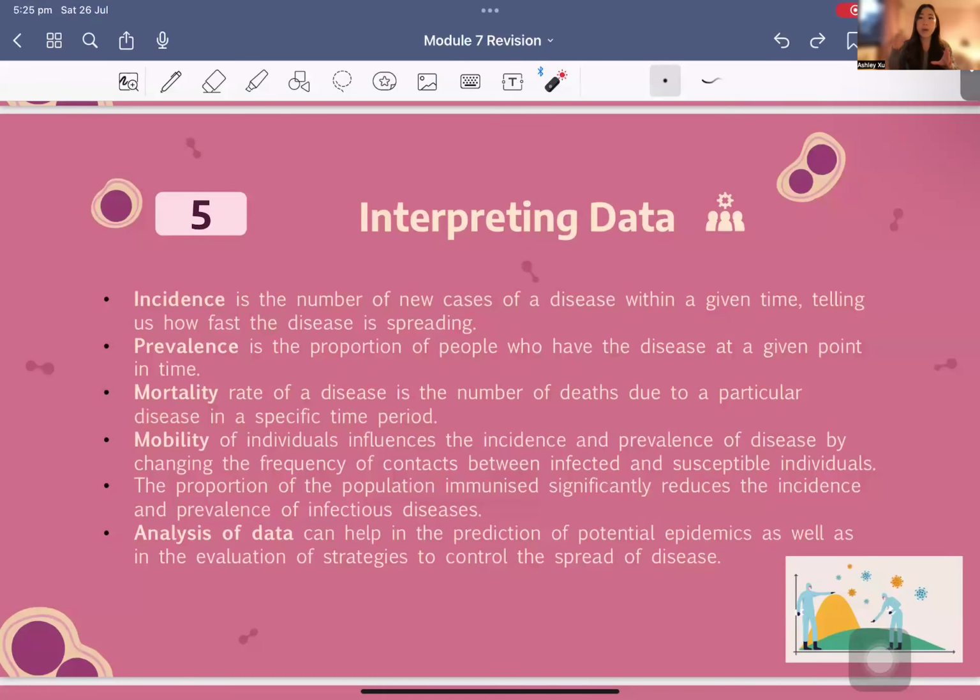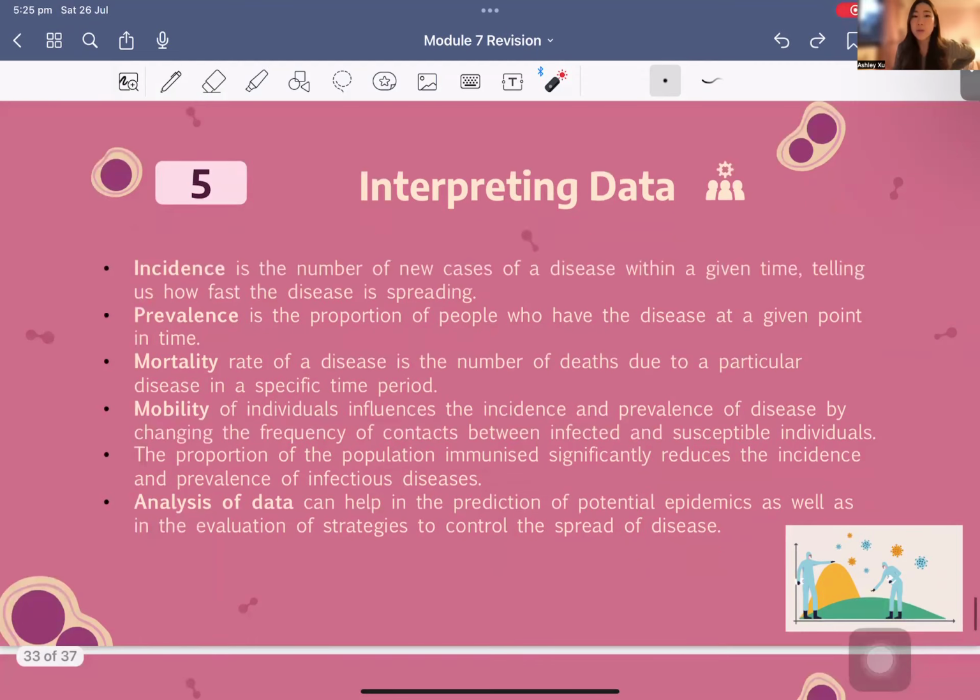So for example, if a vaccination program was implemented in 2007, and before 2007 the incidence was really, really high, and then after 2007 we see a drop in incidence, we know that it is the vaccination that is causing this decrease. Obviously, correlation does not equal causation, but you can draw connections between the data and what has been implemented. Prevalence is the proportion of people who have the disease at a given point in time.